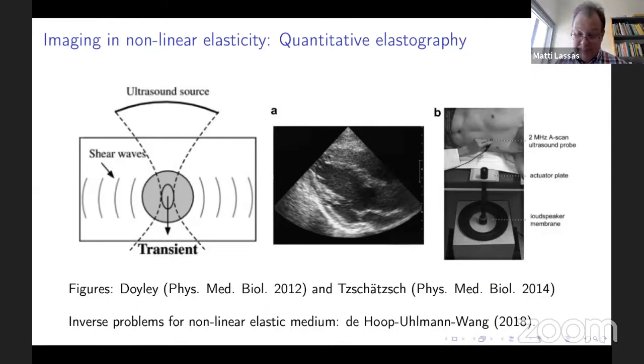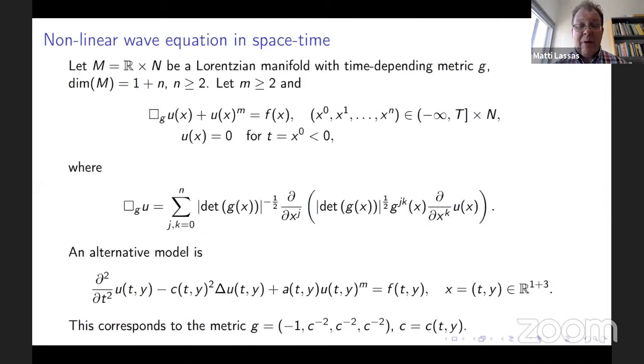Okay, let me formulate the mathematical model that is very simple but captures essential features of nonlinear inverse problems for nonlinear equations.